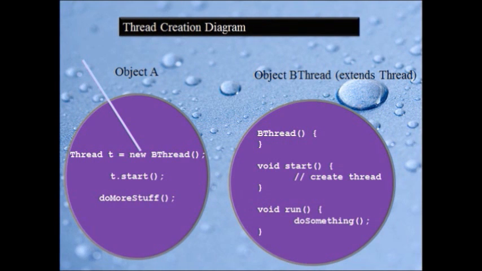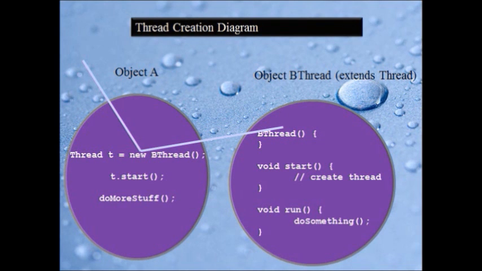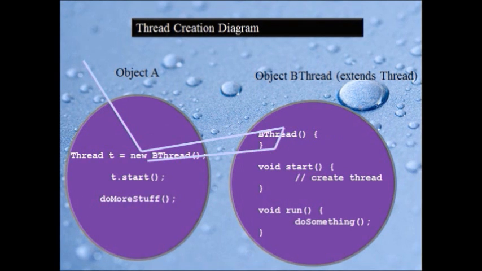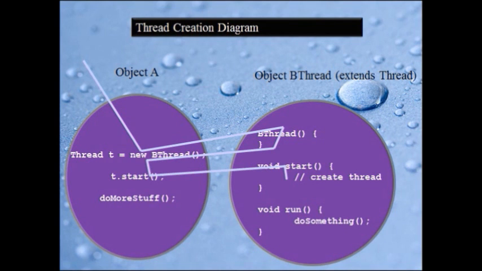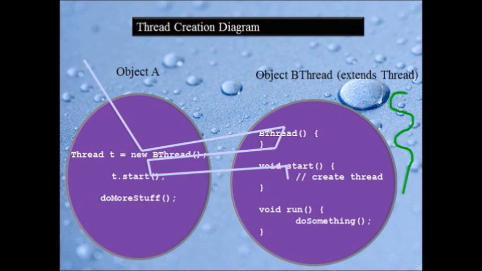Let's look at the thread creation diagram. Object A is creating a thread object. It extends the Thread class. Then the start method is called. There, the thread is created. Then object A will run the other methods of it. After performing a particular task, object B has terminated the thread.